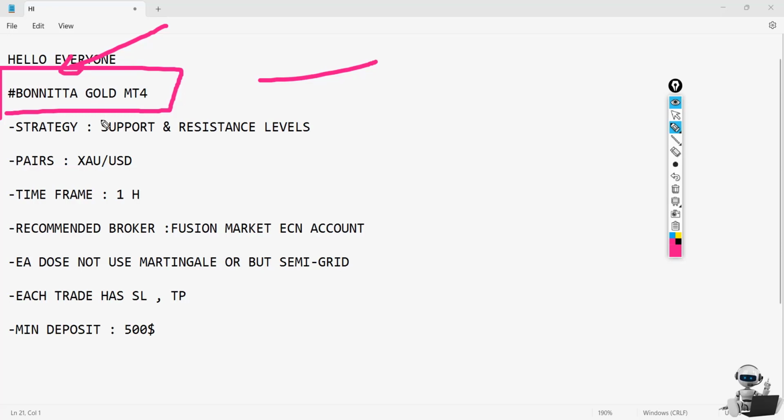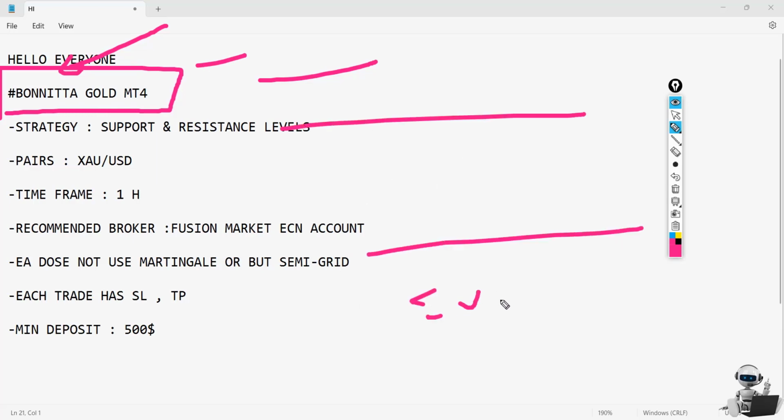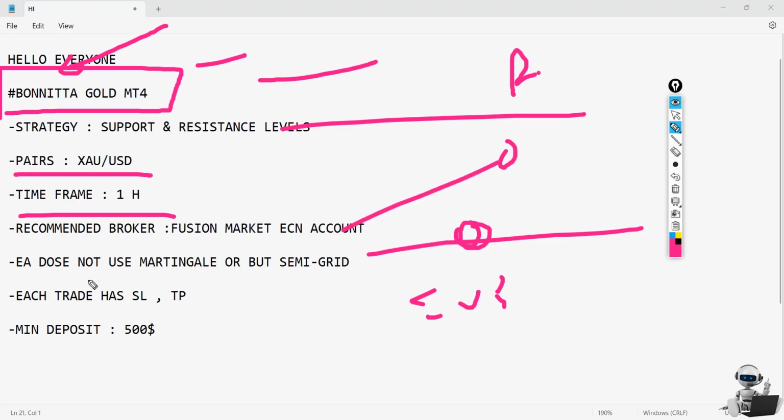Now the strategy is quite simple for this EA. It is simply based on support and resistance. It also uses some indicators to determine the entry for the trade and to make it exit. However, this EA only works on gold and the 1 hour time frame. You can use any broker. This EA does not use martingale, but unfortunately it uses semi-grid.